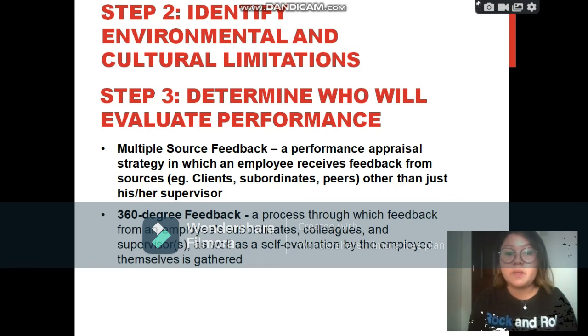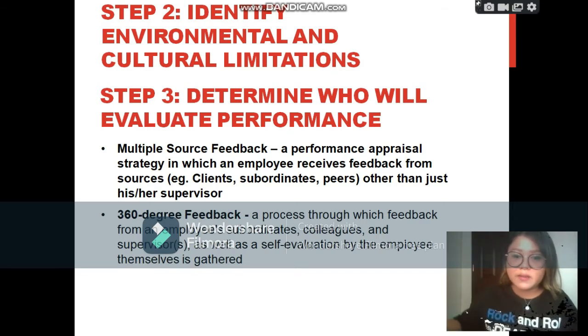All right. So under this, we have what we call multiple source feedback. Okay, so what is multiple source feedback? It is a performance appraisal strategy in which an employee receives feedback from different sources, like for example, the clients, the subordinates, the peers, and other than just his or her supervisor.